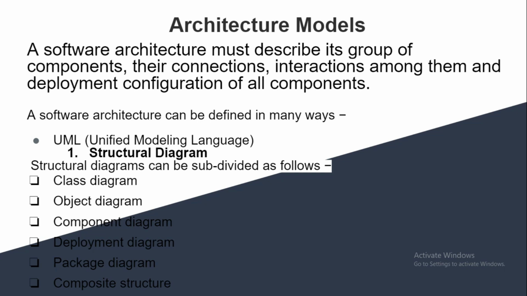functionality and performance requirements of the system, as well as satisfy the non-functional requirements such as reliability, scalability, portability, and availability. A software architecture must describe its groups of components, their connections, interaction among them, and deployment configuration of all components. A software architecture can be defined in many ways.